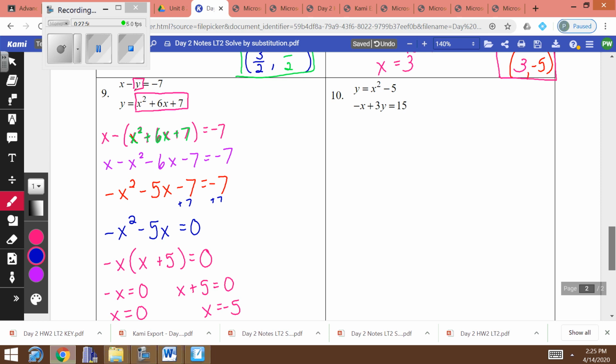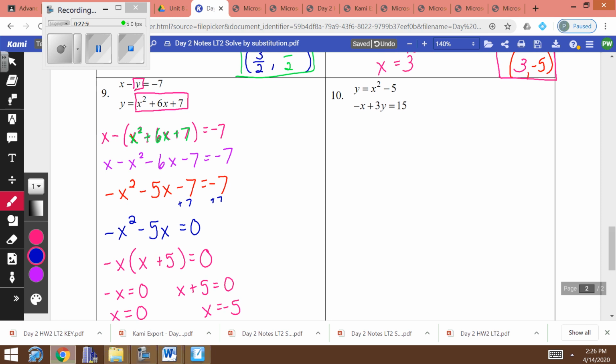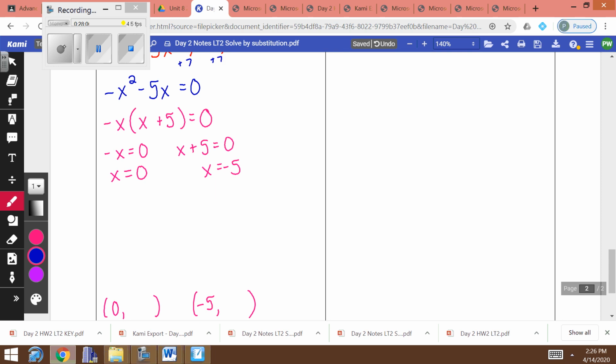Again, it's your choice here if you want to substitute it into the linear one, if you want to substitute it into the quadratic. Some people find the quadratic easier because the y is by itself. Some people find the linear easier because you don't have to worry about the squareds. Kind of totally up to you. I'm actually going to do the quadratic because the y is by itself here.